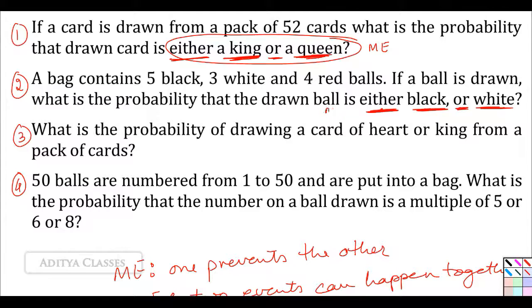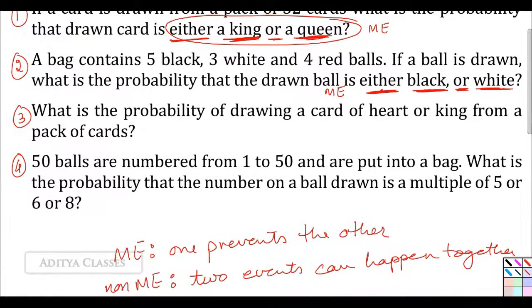So once again, this is a case of mutually exclusive outcomes. Black prohibits white, white stops black from coming. If we have a white ball, black is not possible. If we have a black ball, white is not possible.